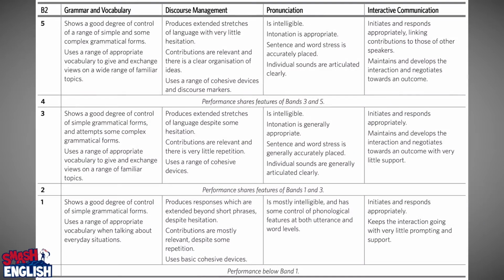We have 4 categories: grammar and vocabulary, discourse management, pronunciation, and interactive communication. Each of these categories is given a score from 1 to 5. 3 or above is a pass. Anything below 3 is a fail. A 3 is the same as a 5 in the B1 speaking exam. A 5 is the same as a 3 in the C1 speaking exam. Basically, we need to make sure we score an average of 3 or above.